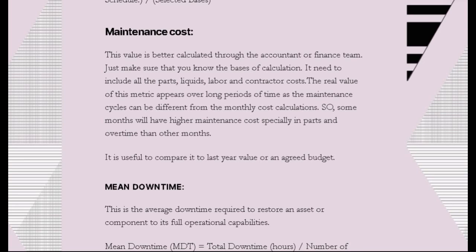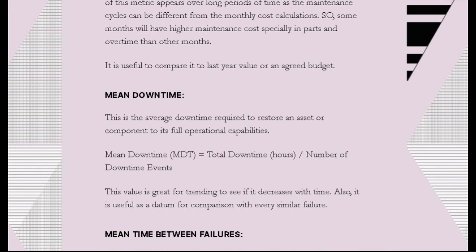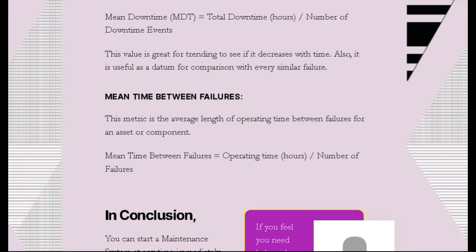Also the mean downtime, which is an average. If you have for example 10 hours of stoppage and 10 stoppages, you'll have a mean downtime of 1 hour. Mean time between failures is the total time of operation of the machine divided by the number of failures.